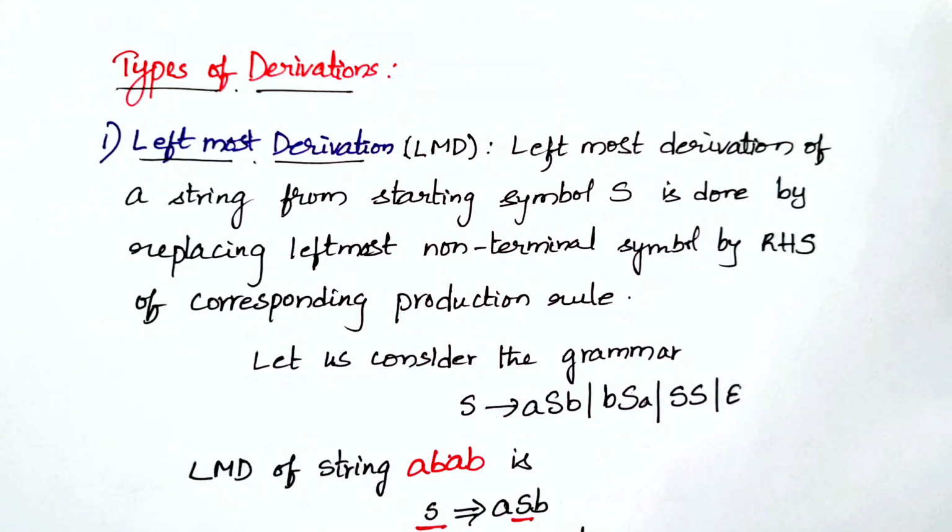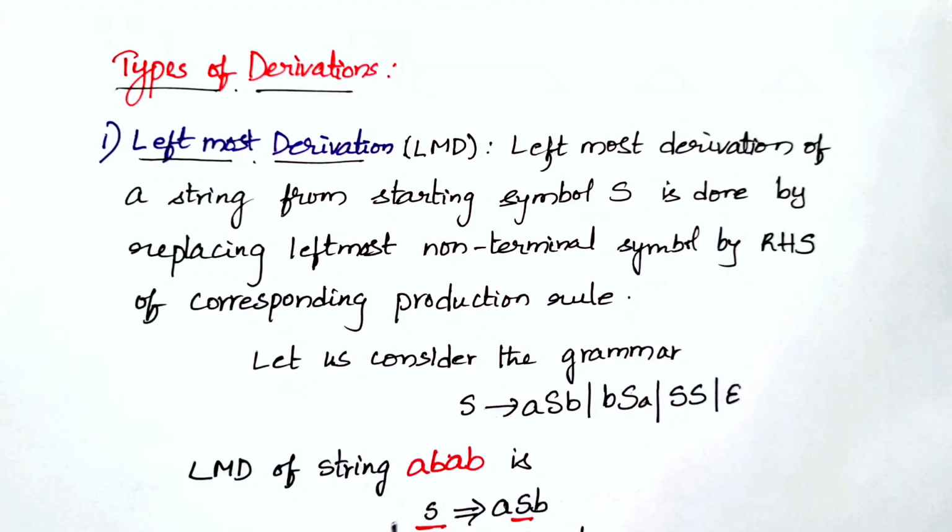First one is leftmost derivation. Second one is rightmost derivation. Coming to leftmost derivation, it is a derivation in which at every step the leftmost non-terminal symbol is replaced using one of the production rules. In simple words, whenever there are multiple non-terminals in a string, we always choose the one that appears first from the left. Consider this grammar: S goes to ASB or BSA or SS or epsilon.